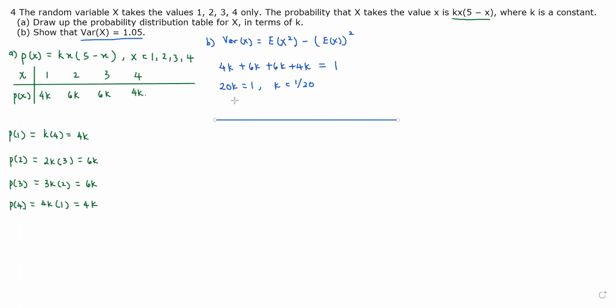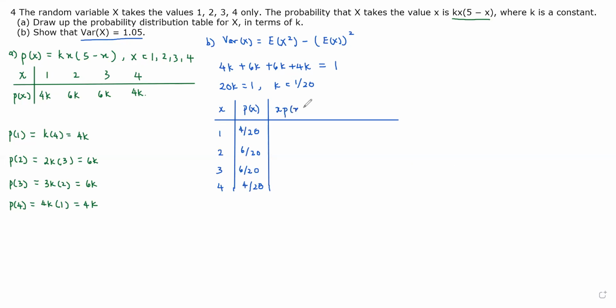So we have x, which takes the values 1, 2, 3, and 4. And we also have P(x), and that should be 4 over 20, since k is 1 over 20, then we have 6 over 20, 6 over 20, and 4 over 20. We shall not simplify so that we can add easily. We need a common denominator.